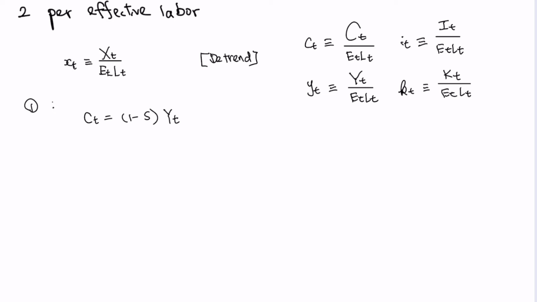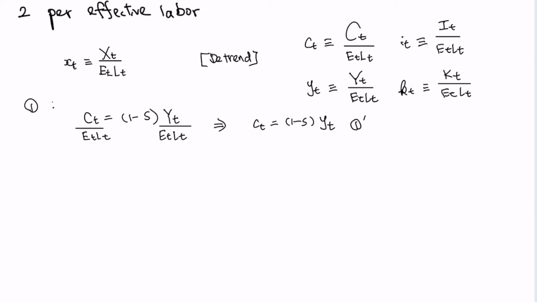Well, we know the system of equations needs to hold. Therefore, when we look at the first equation, when we express it in terms of the aggregate, CT is equal to 1 minus S multiplied by YT. So if we want to convert this equation into the lowercase, we can divide both sides of the equation by ET and LT, and then we have the first equation converted into the expression in the lowercase, which is the consumption per effective labor equal to 1 minus S multiplied by the output per effective labor, keeping the equation holding.